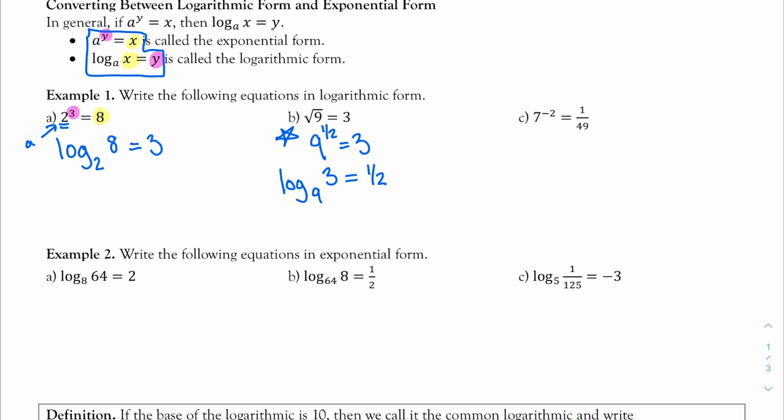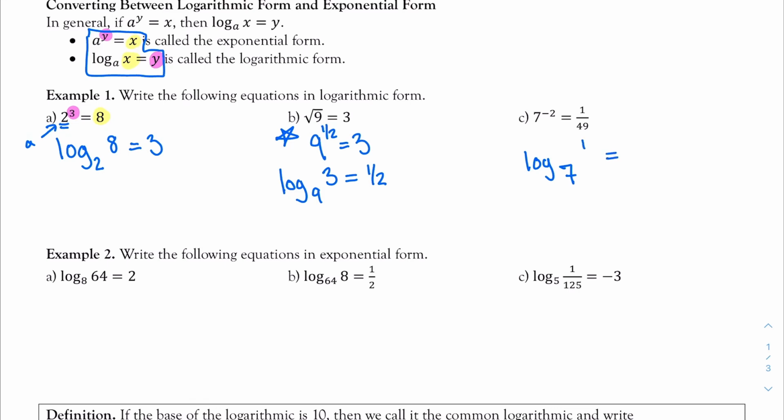For part C, we have 7 to the negative second power is equal to 1 over 49. Note that my logarithm still does work out even if I have a negative power. Again, I can write this as log with the same base. In this case, I have base 7.